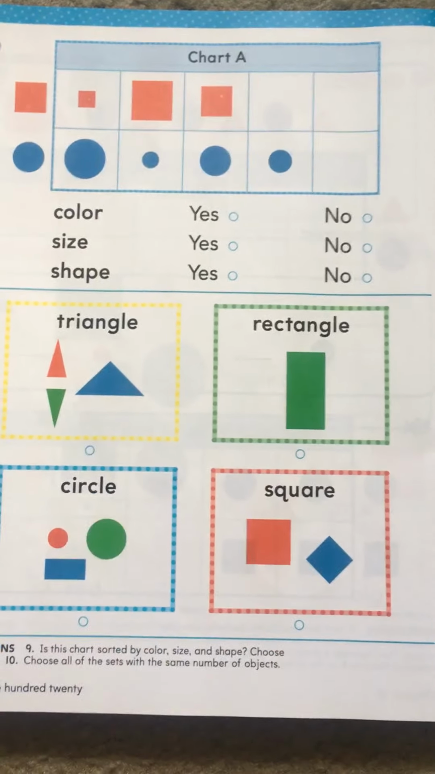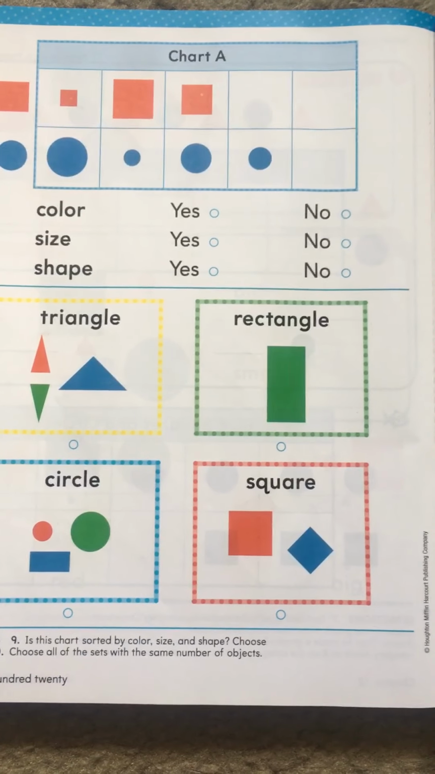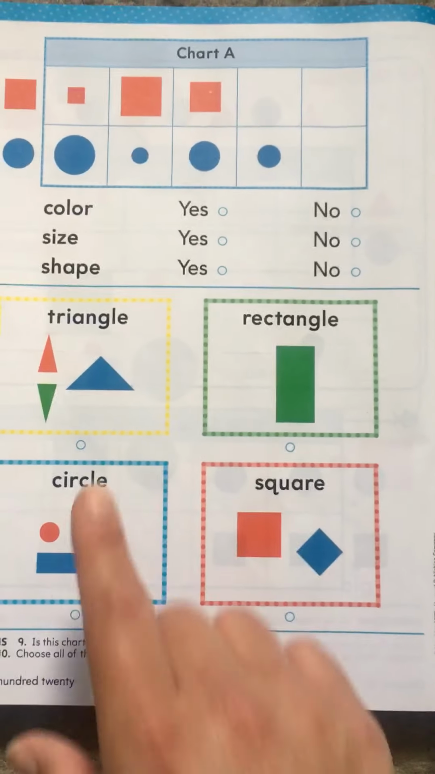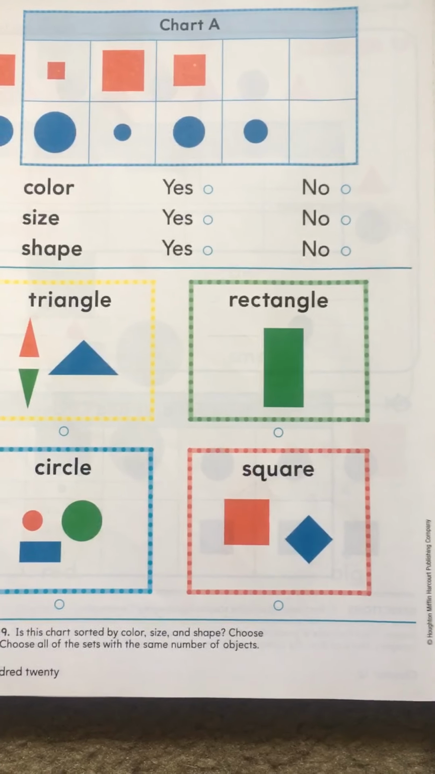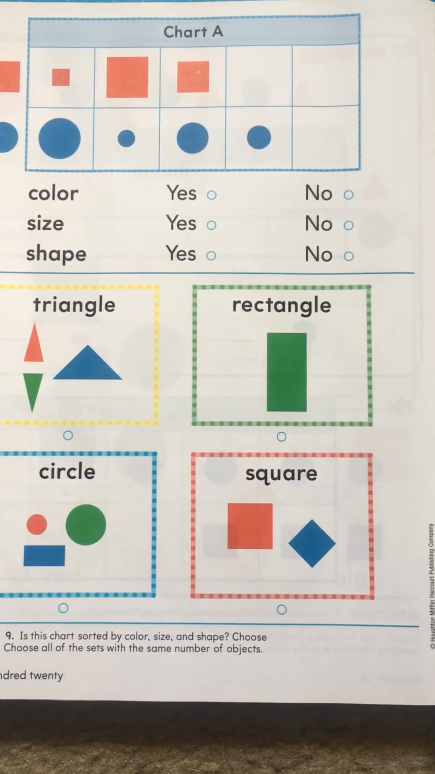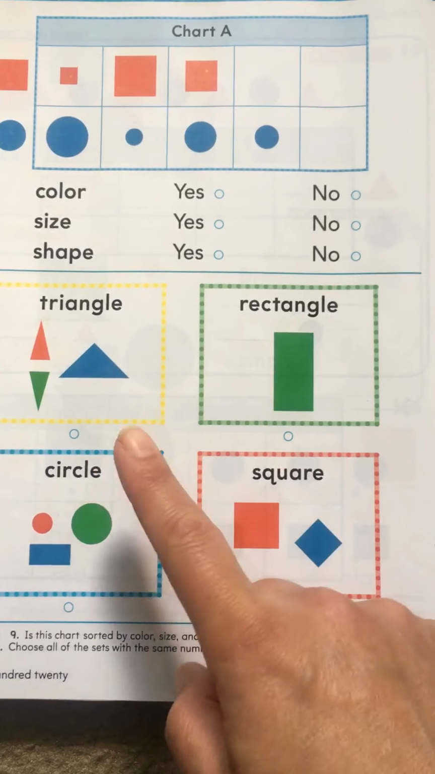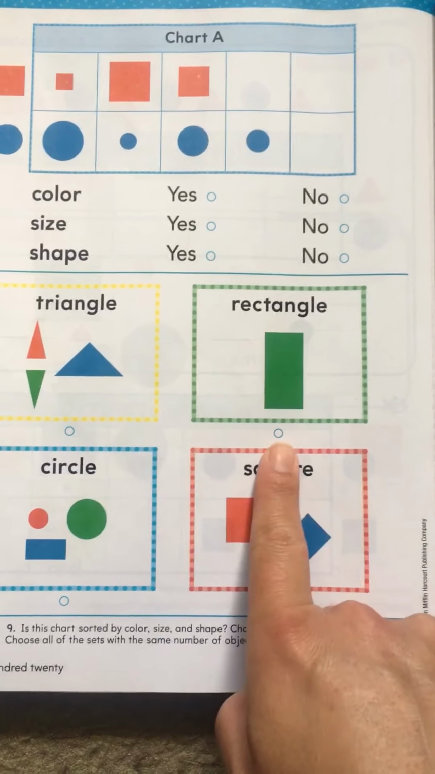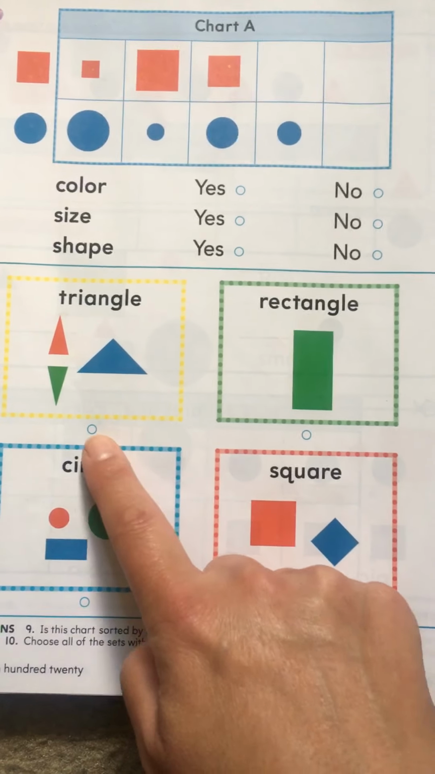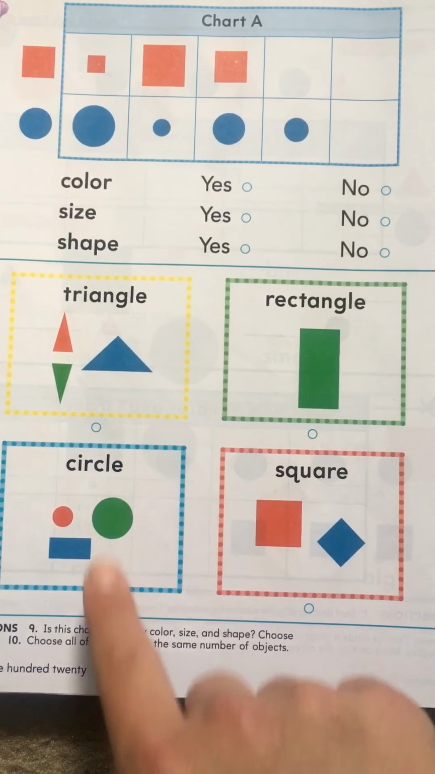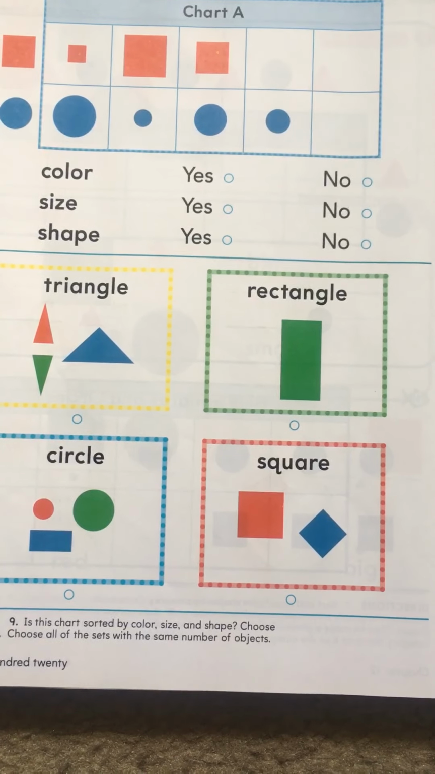Number 10. Number 10 says choose all of the sets with the same number of objects. So you're going to put a mark on the circles below with the ones that have all the same number of objects in it. So if the triangle has the same as rectangle, you're going to circle the dot below it. If the triangle has the same as circles, you're going to circle the dot below it. If the triangle has the same as square, you're going to put a dot below it.